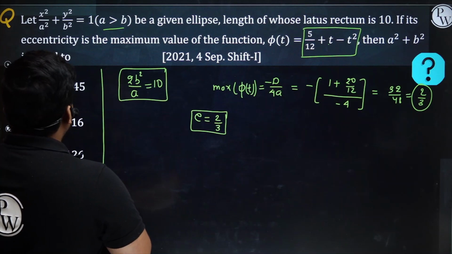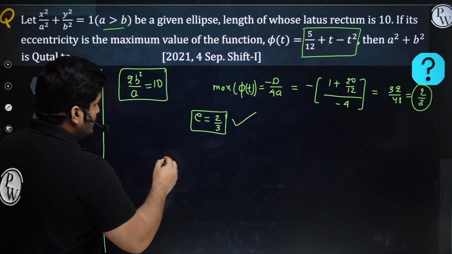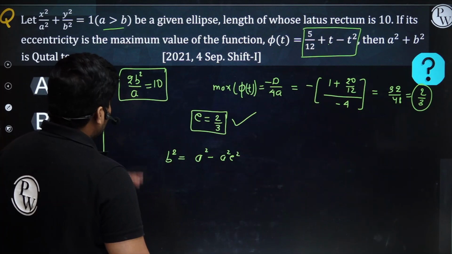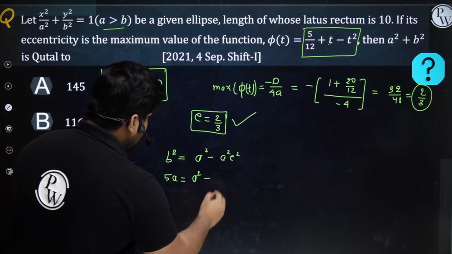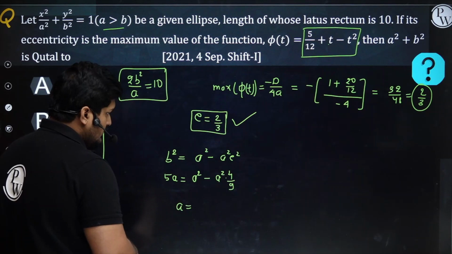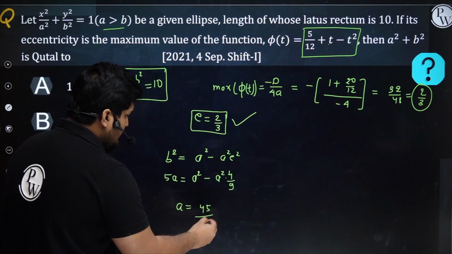What else is asked? a square plus b square is equal to... e is 2 by 3, 2b square by a is 10. Now we know that b square is equal to a square minus a square e square. So 5a is equal to a square minus a square into e square, and e square is 4 by 9. So we have the value of a from here: 45 divided by 5. So a is 9, right?